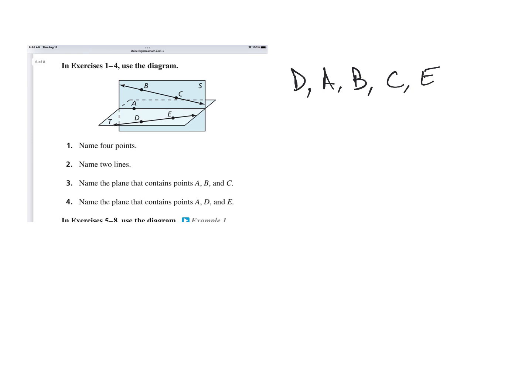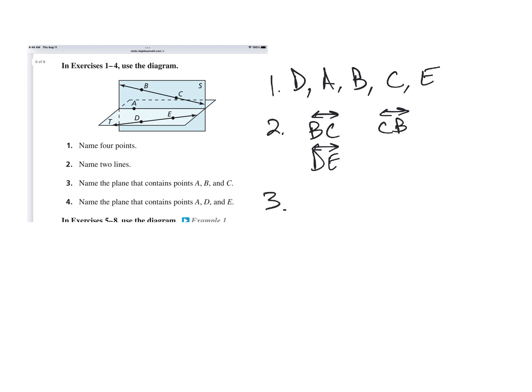S and T are not points. S and T are names of the plane. So it says name 2 lines. So number 2, 2 lines, you would say like this, BC, or you could go the opposite direction, CB. I'm not going to say that again. And you could say DE, or ED. And there aren't any other lines drawn. Now, technically, there's a line through C and D, but it's not drawn, so don't label those.